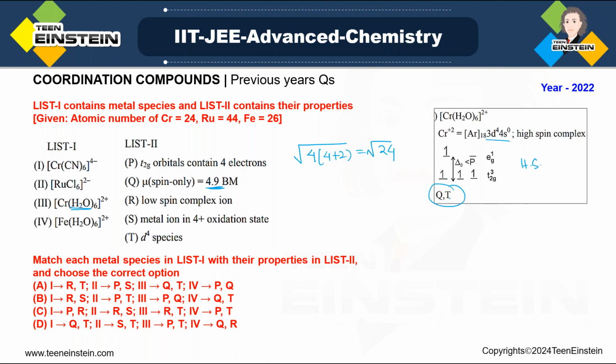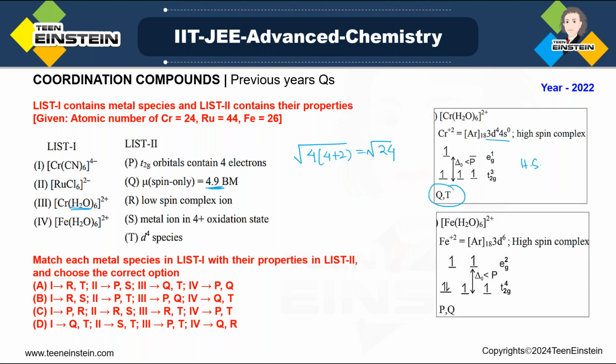What about the fourth complex? The fourth complex is iron with the weak field ligand water. Here iron, as it is 26, that means 8 electrons. Under normal condition, iron 0 is 3d6 4s2, but as it is 2 plus, it will be 3d6 only, a high spin complex. So for 3d6, you will place the electrons like this, T2G4 EG2.